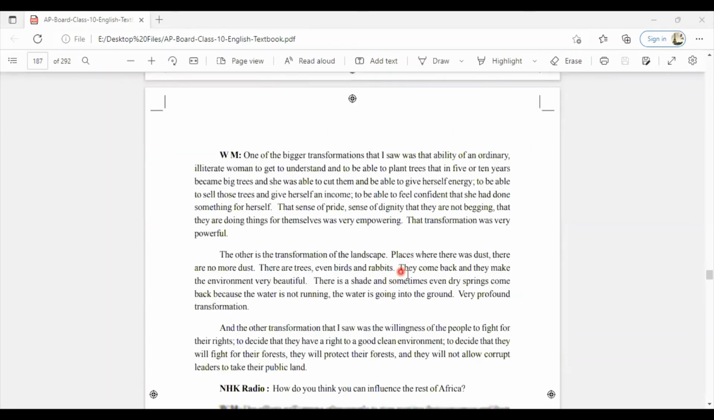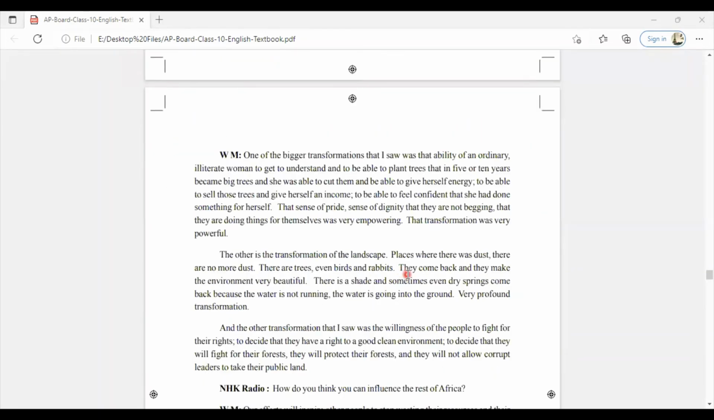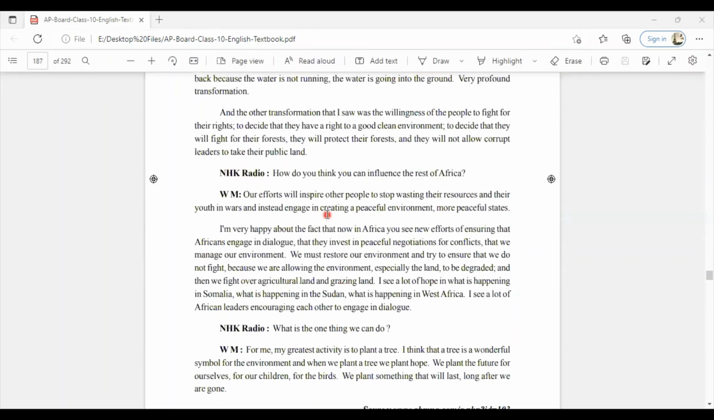She says, I have seen three changes. What are those? The first one is the landscape, the change in the landscape. Then she also saw the willingness of the people to fight for their rights. So they started fighting for their rights also. These are the two major transformations we have seen. Then the next question is, how do you think you can influence the rest of Africa?